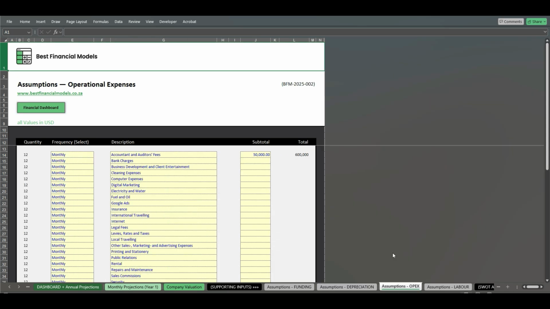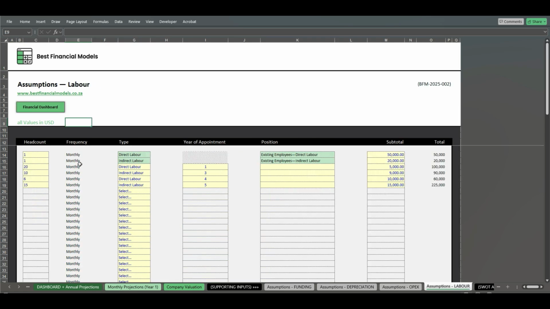Same with your operating expenditure: just your first projection year's operating expenditure that you input here, and it will automatically pull through to the income statement. And the same with your labor. If you're an existing company, you might already have a headcount of employees. You can just input it here. It will automatically take that into account as soon as you start appointing new employees.